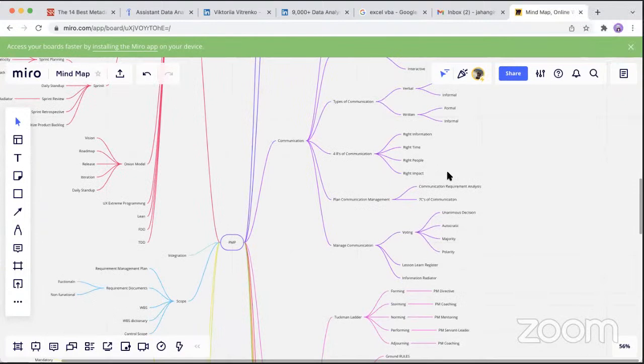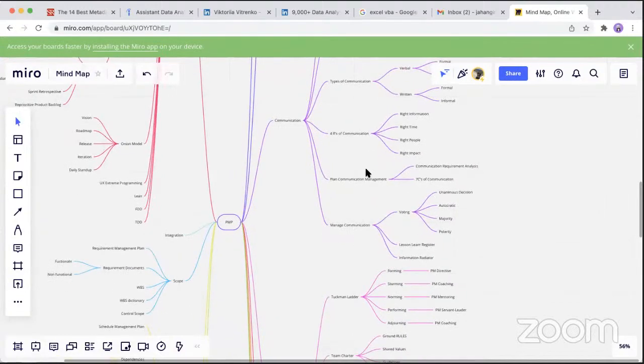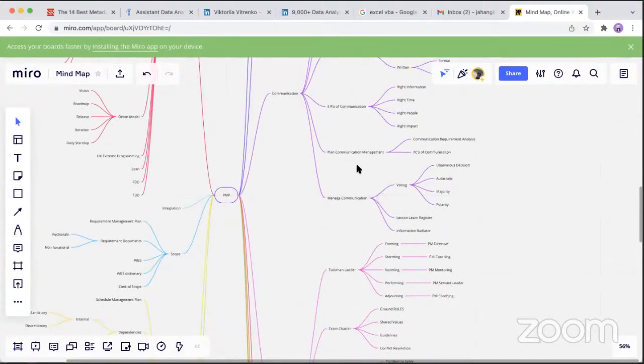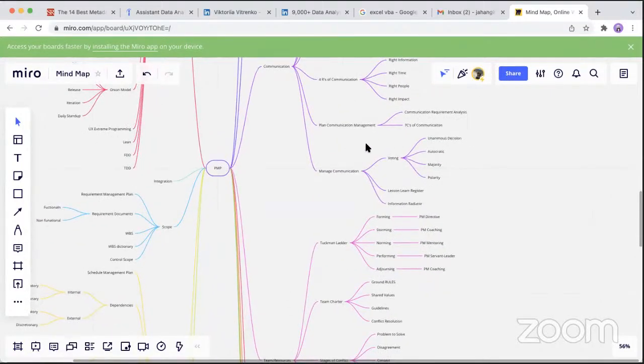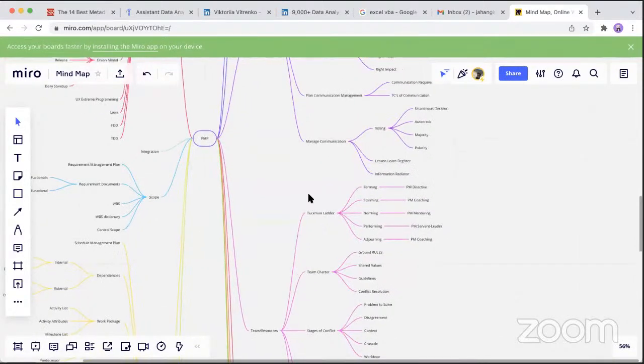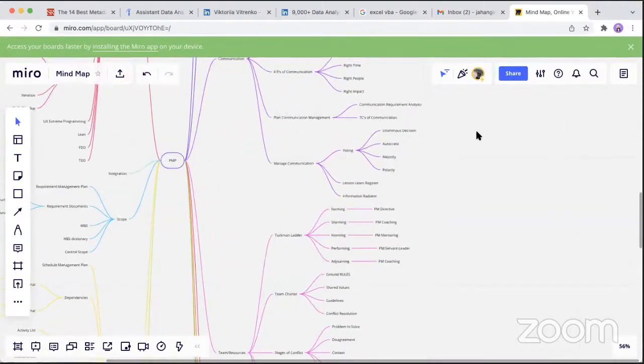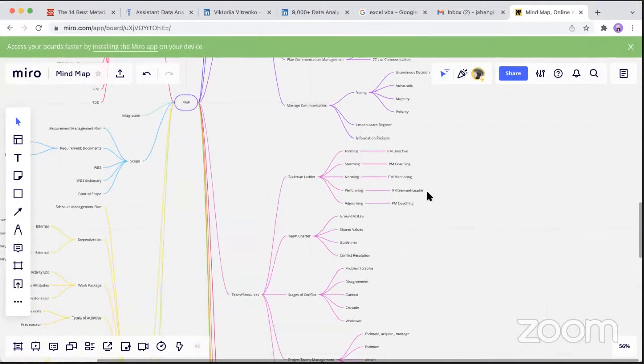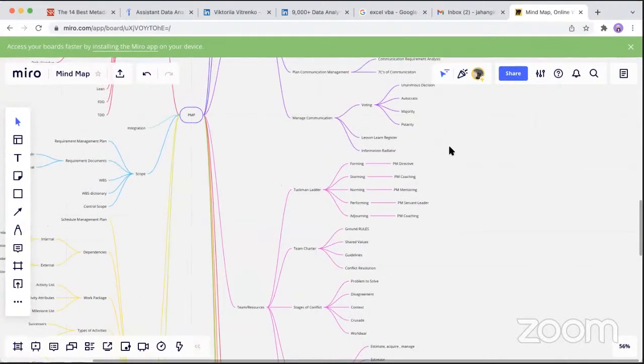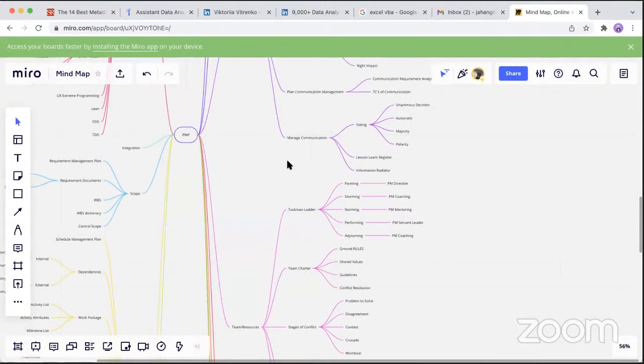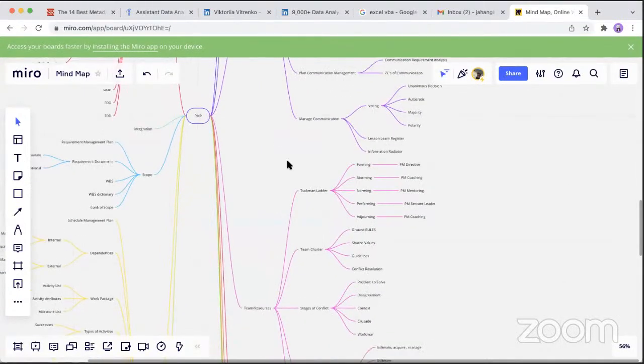There are four important R's of communication. The information should be right, at the right time, to the right people, for the right impact. Then we do plan communication management, in which we analyze our communication and consider the 7 C's, like communication should be correct, comprehensive, and so on. For decision making, we use different types of voting: the decision can be unanimous, autocratic, we can go with the majority, or the plurality. Then we have the lessons learned register to learn from, in which we put all the things we learn in the ongoing project. Then we use information radiators.